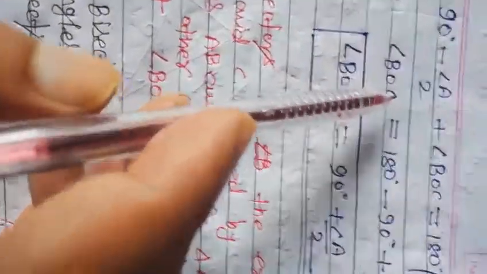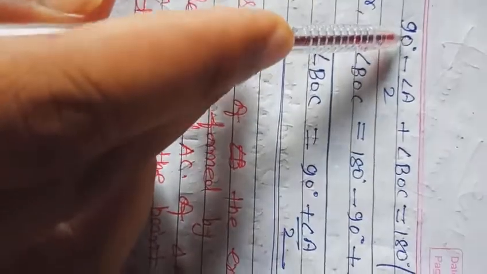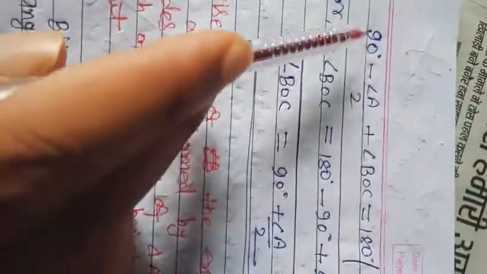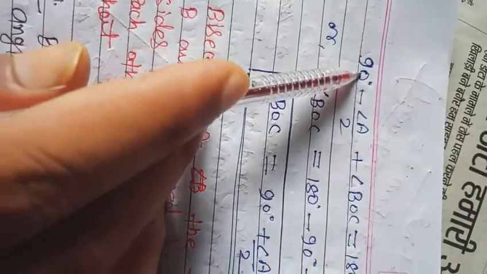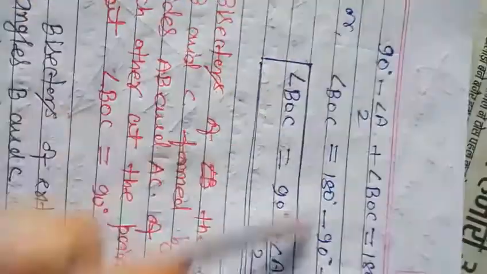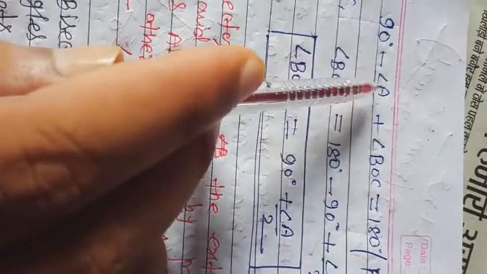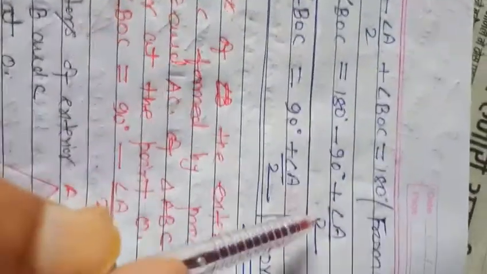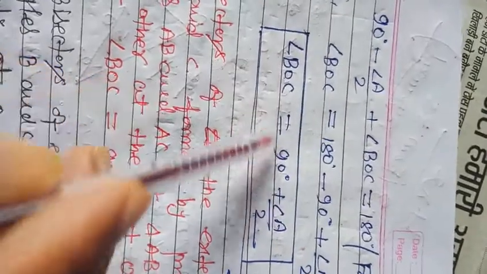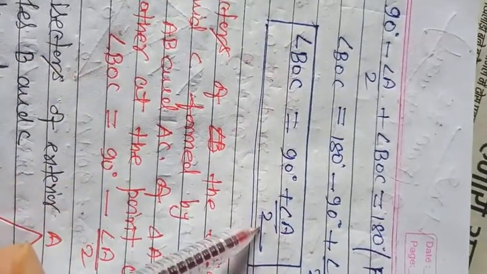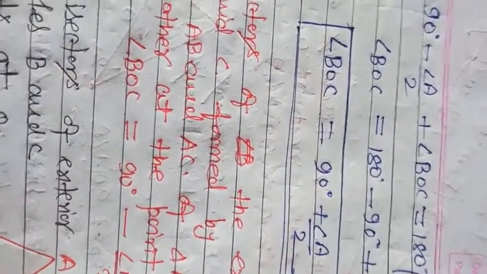Again by using the transposing method, angle BOC is equal to, side change. When side changes, the sign of 90 degree is positive, so the sign becomes negative, and the sign of minus A by 2 becomes positive, so here is angle A by 2. So BOC is equal to 90 degree plus angle A by 2, and this is our proof.